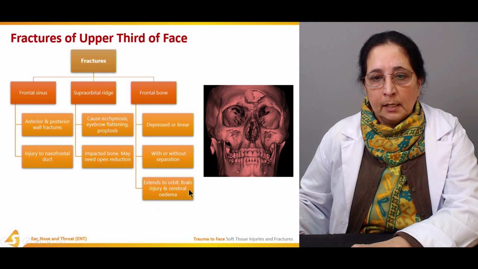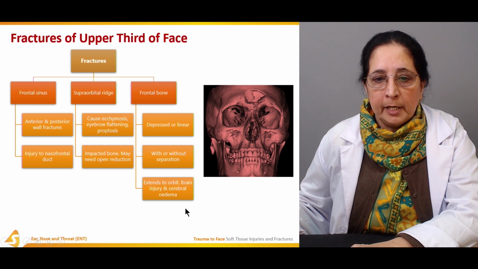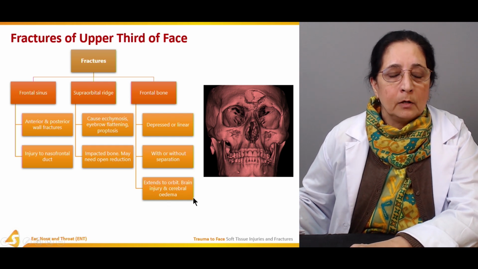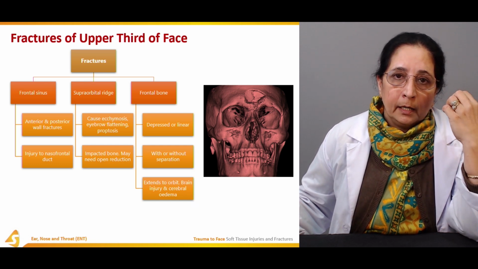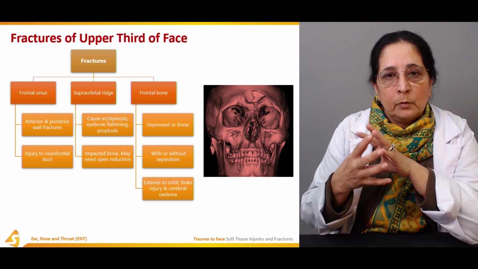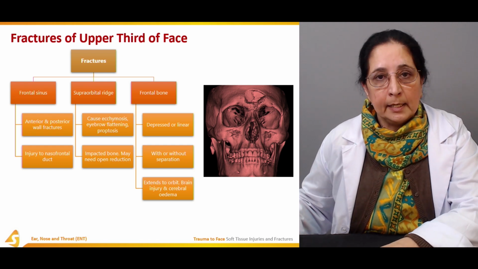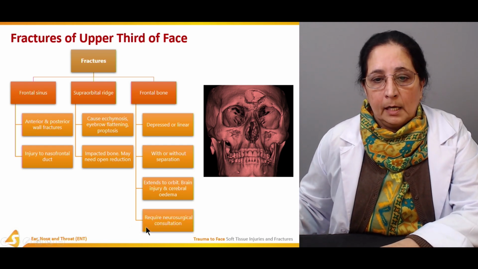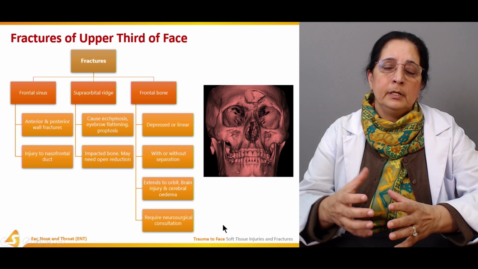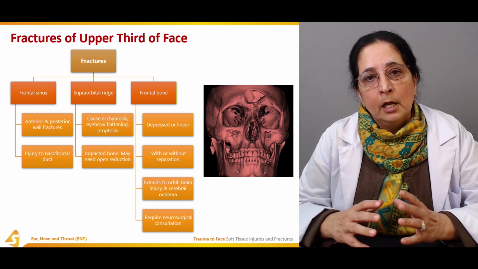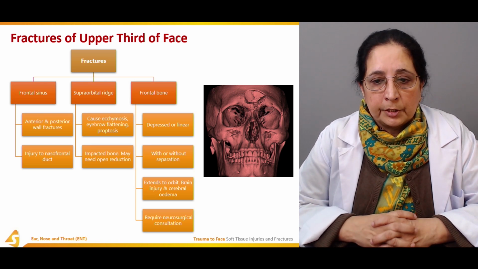The frontal bone fracture can extend to the orbit. Brain injury and cerebral edema can also occur, because the frontal bone is very closely associated with the brain, so it can cause damage to the brain and the eyes and cause cerebral edema. These require neurosurgical consultation. So after the fracture is repaired, it needs neurosurgical consultation and treatment by the neurosurgeon.